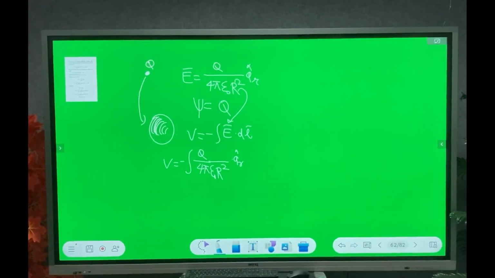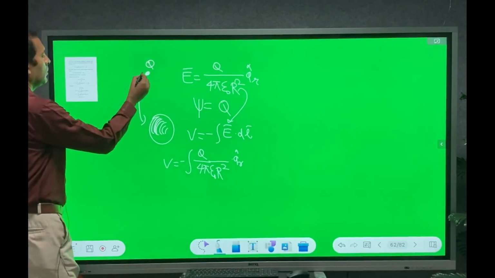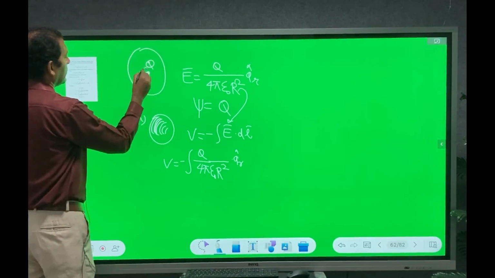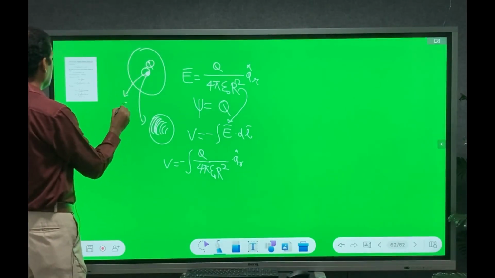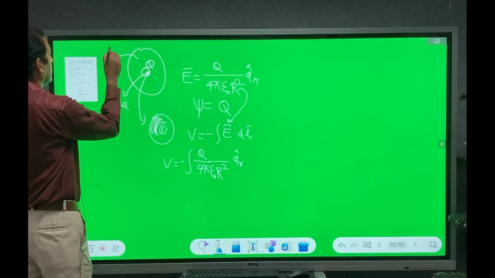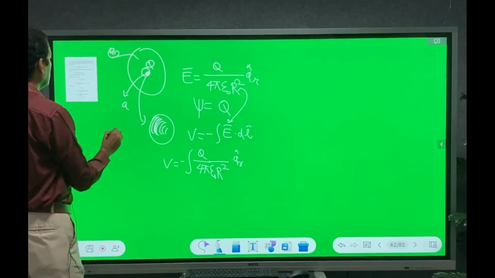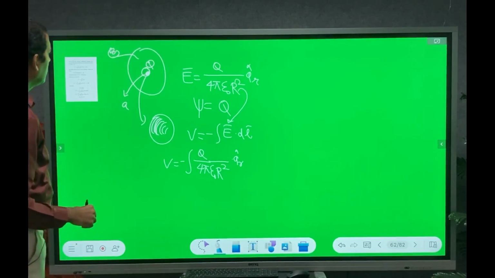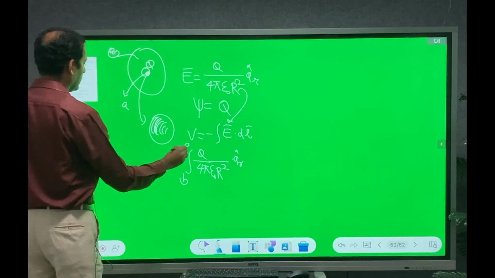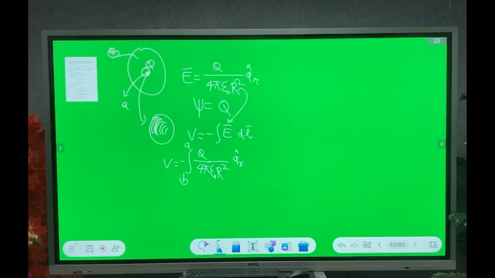Now we have to consider the limits. We have two spheres: one is the inner sphere, one is the outer sphere. One is having radius a, another is having radius b. So if we consider the final and initial limits, we have to put, say, b to a. So this is about the limit.